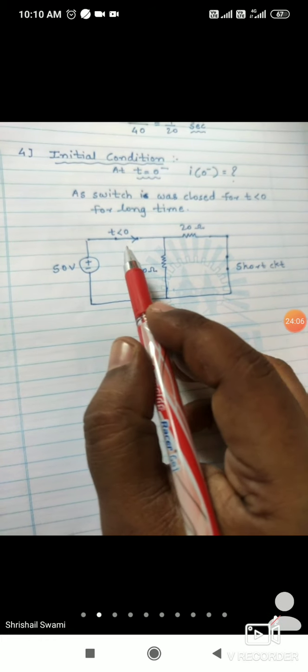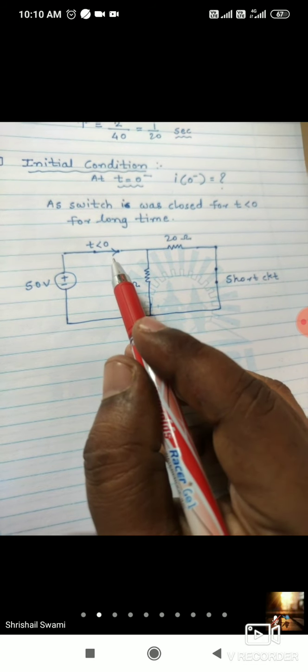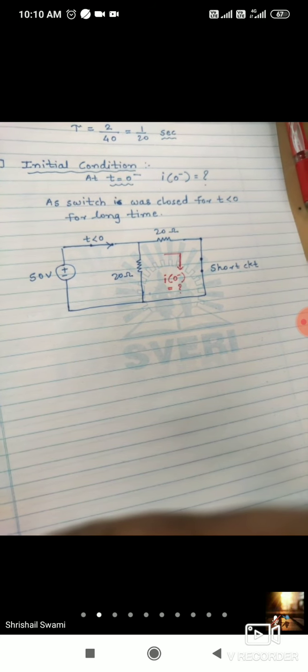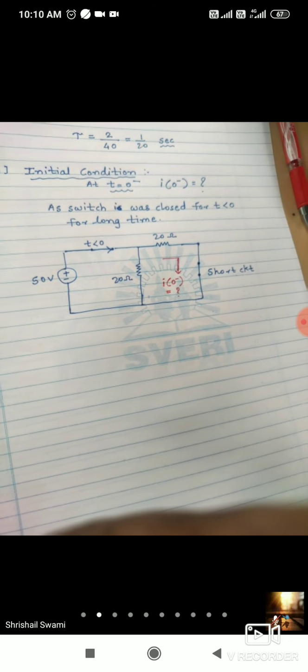Okay, as the switch is closed for a long time, the current will be... So I of 0 minus is equal to what? That you have to find out. Can anyone tell how to find out this current I of 0 minus?